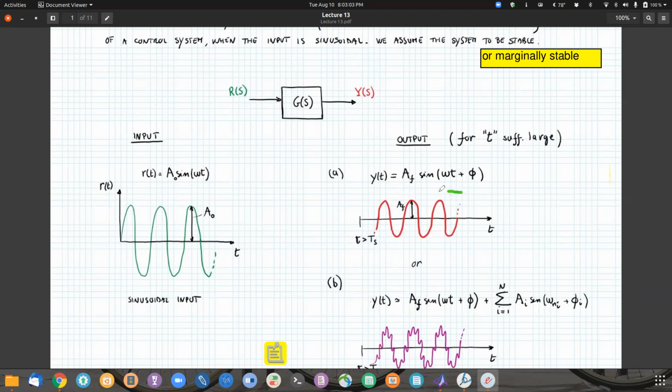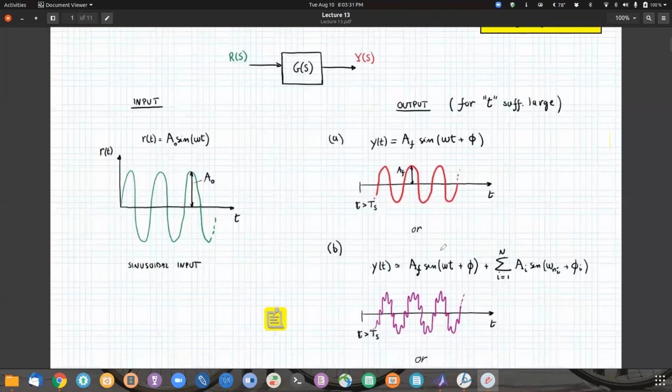This purely harmonic function that we're describing as the output happens solely after a certain amount of time. That's why we focus on the steady state portion of the response. Practically speaking, the steady state portion of the response is achieved when the time is greater than the settling time.